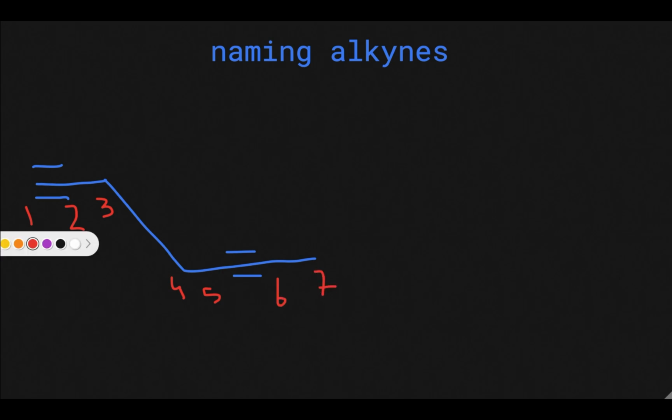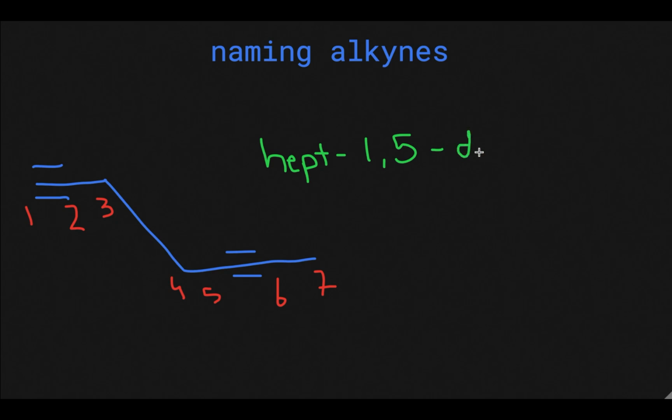So let's go ahead and put this name together. So we have the prefix hept as there are 7 components. Our first triple bond begins at the number 1. Our second triple bond begins at the number 5. And let's end off with di-yne, as there are 2 triple bonds, so we want to have the prefix di.